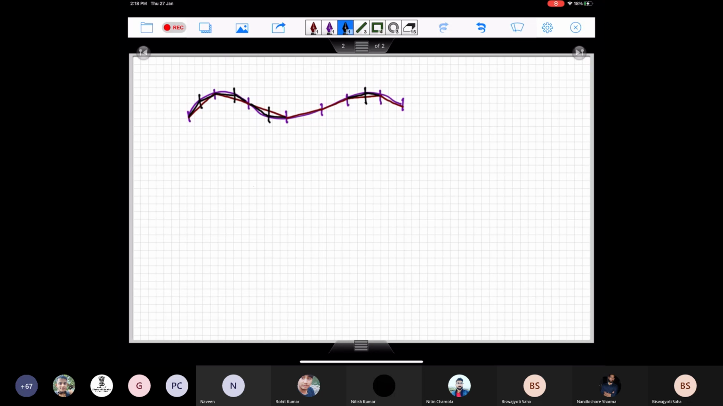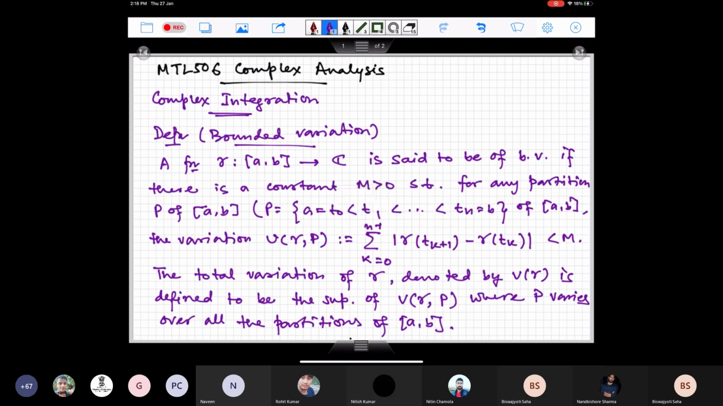And therefore, in some sense, we'll be able to say what is the length of the curve. That is the reason why this V gamma, the total variation, is often called the length of gamma. So is this clear to everybody? Yes, sir.